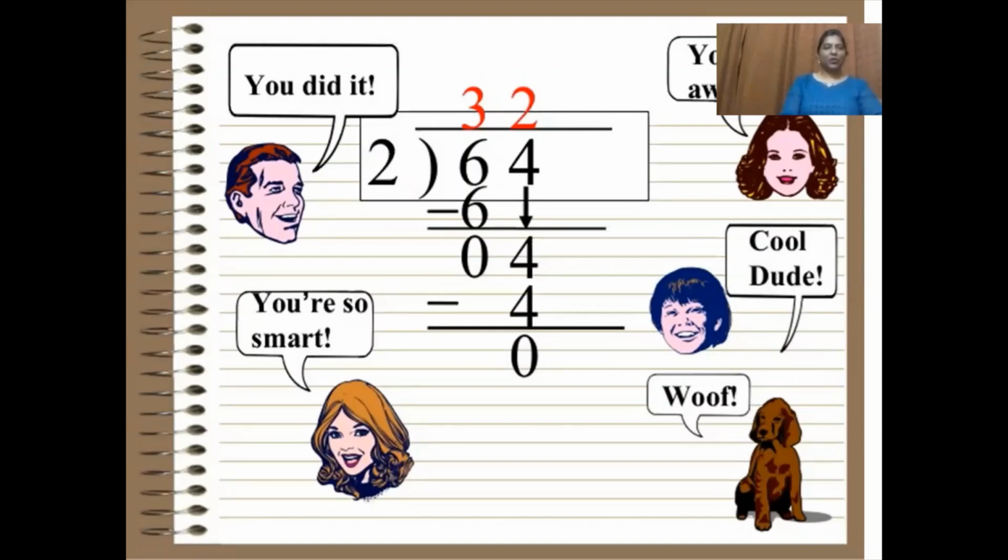Exactly. So 2 you write on the quotient, 2 you write on the top, and 4 you write under and below the 4. That is 4 minus 4 is equal to 0. Children, thus we got the quotient. What is the quotient when 64 is divided by 2? That is 32.